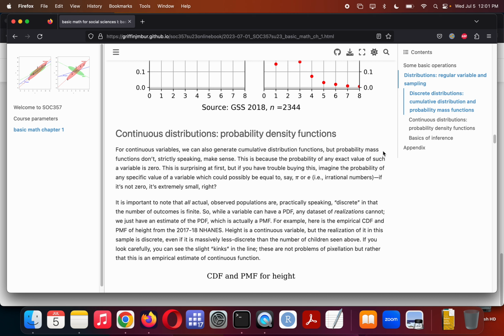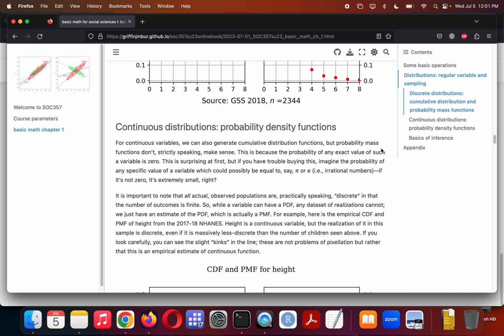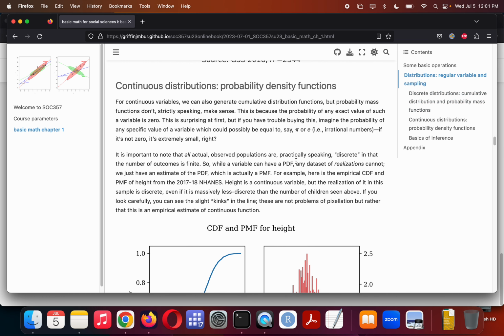That's something that you could conceptually think is true, but you don't actually observe that because you can't observe infinite data. So a variable can have a probability density function if it's continuous, but any data set of realizations cannot. We just have an estimate of the probability density function, which ends up being a probability mass function.